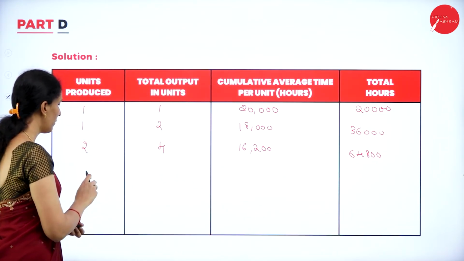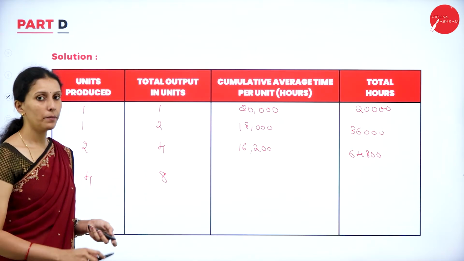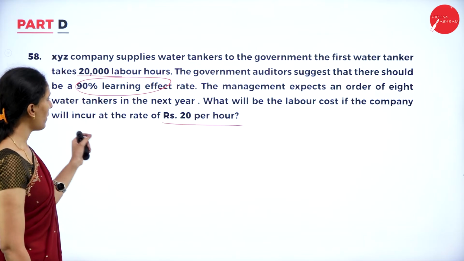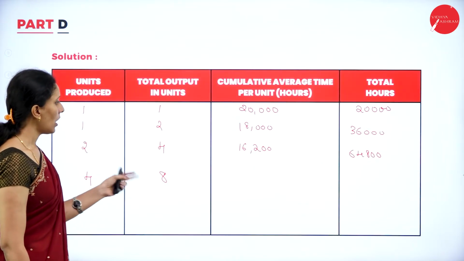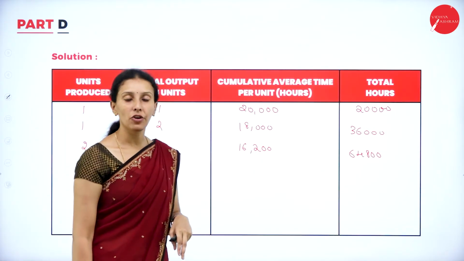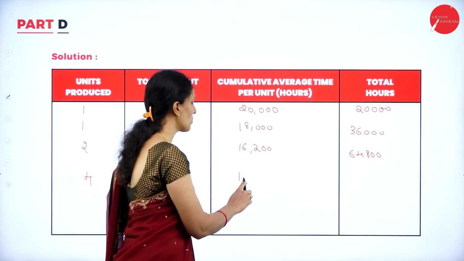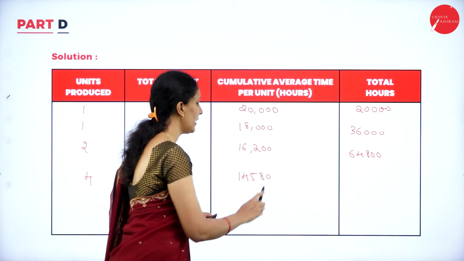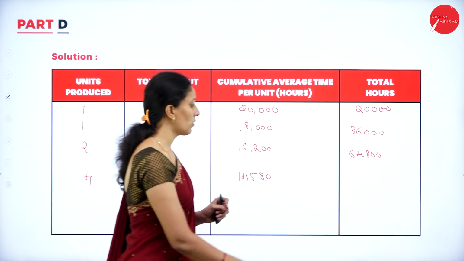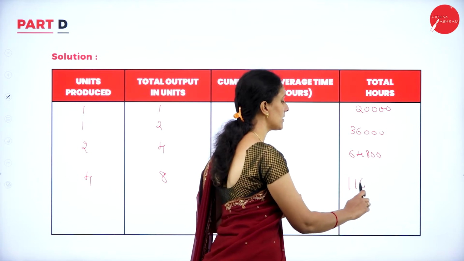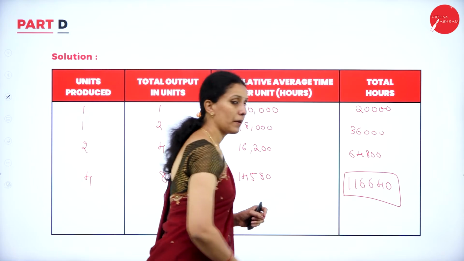Next again we add 4, so the total output becomes 8. We can stop here because our aim is to find the cost for 8 water tankers. So now again 90% of 16,200, that is equal to 14,580. Since 8 outputs are produced here, the value will be equal to 1,16,640. So this is the total labor hours.